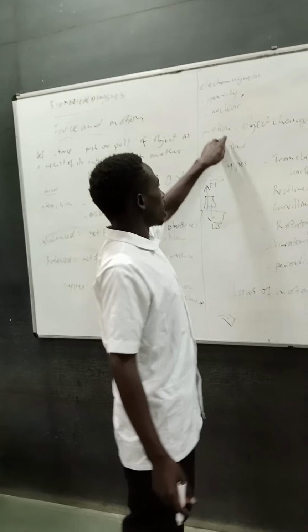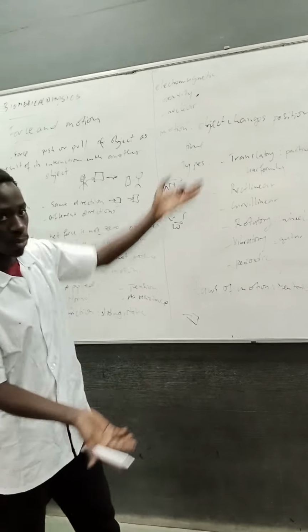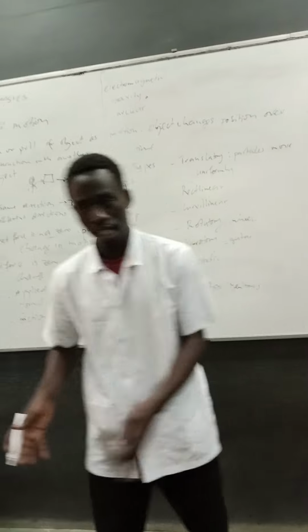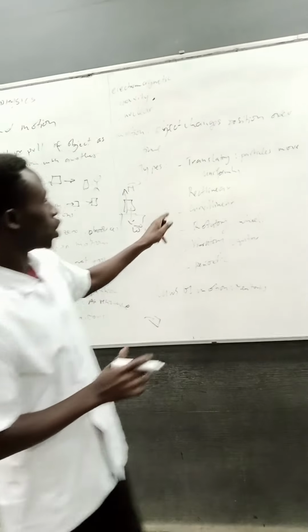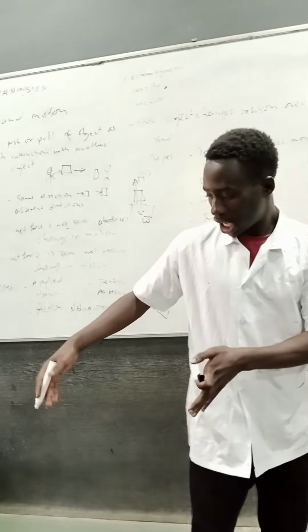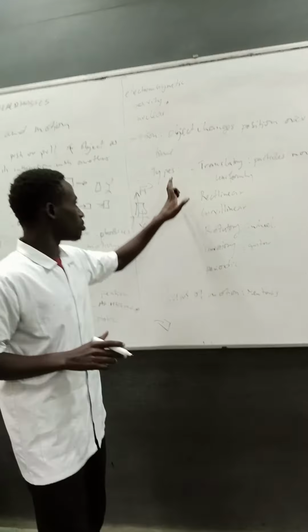Now we are going to look at motion. Motion is just a change in position. When someone moves from one place to another place, that's motion. So motion happens over time. You travel a certain distance in a certain time. That's motion. So there are types of motion.